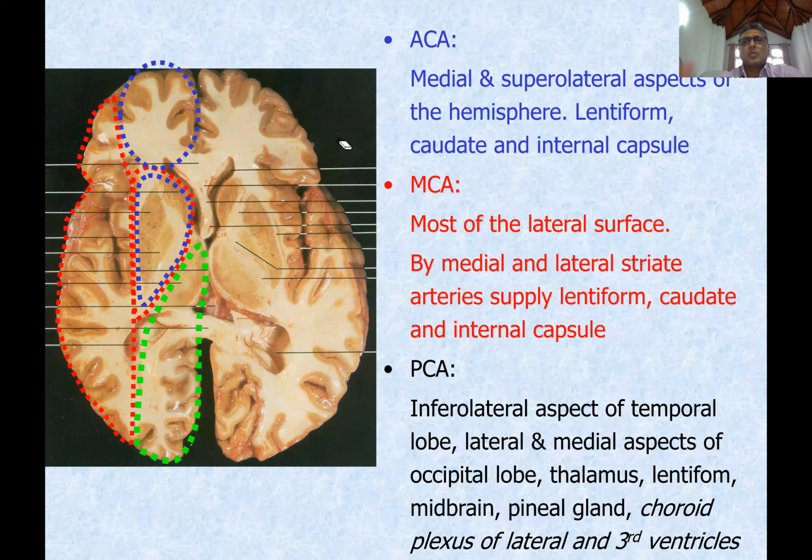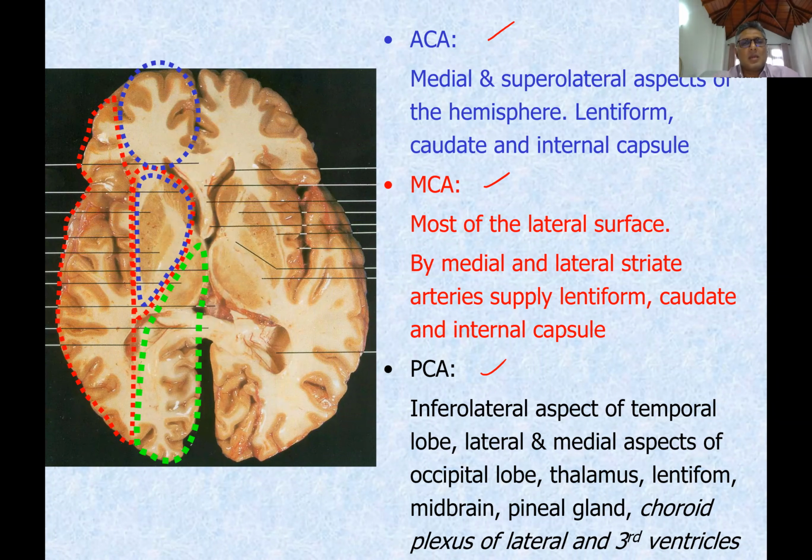When you have time, you can go through this description that I have written here. I have listed out the areas supplied by these arteries: anterior cerebral artery, middle cerebral artery and posterior cerebral artery. By no means is this a complete description. You can read textbooks, but at the same time remember that you cannot remember all minor details, so you have to have some way of remembering things also. So make them simplified and then try to understand them.